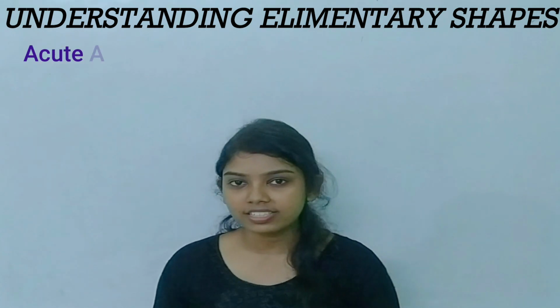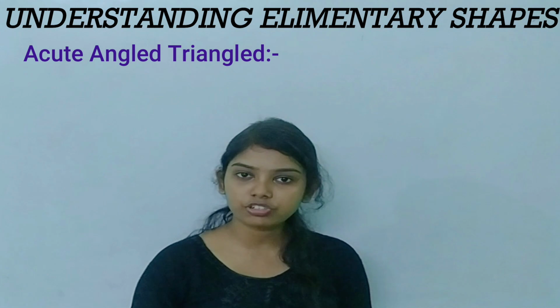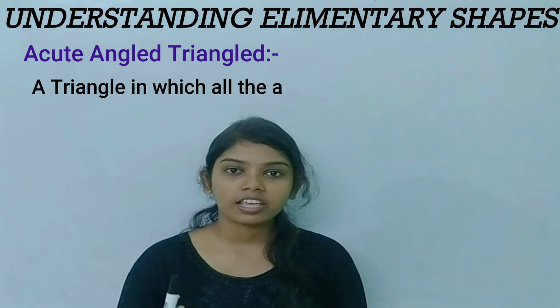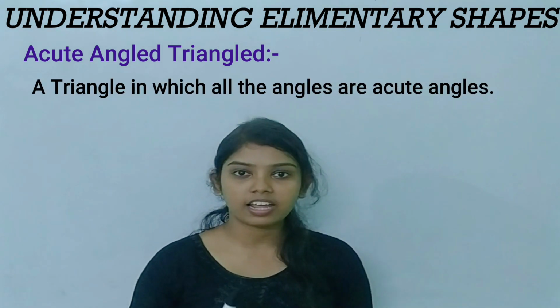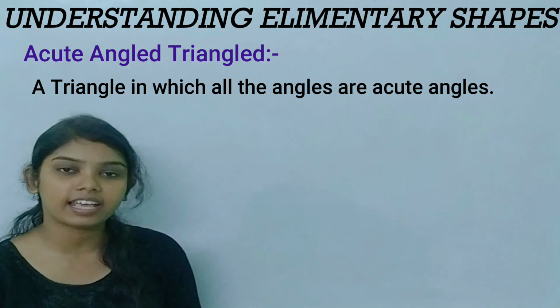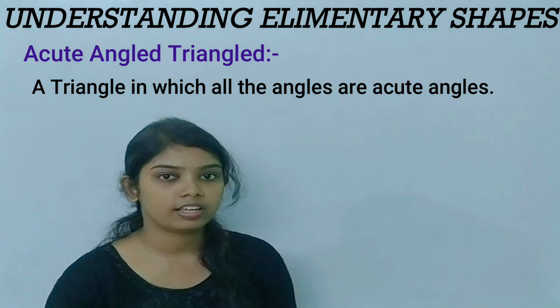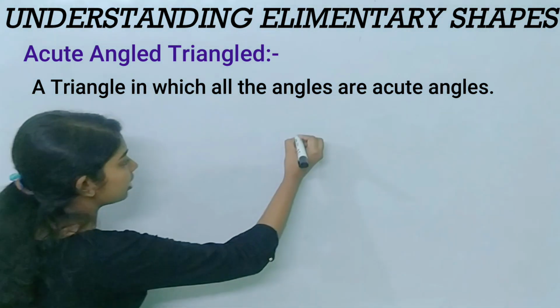The first one is the acute angle triangle. Okay. So what is an acute angle triangle? A triangle in which all the angles are acute angles, or a triangle in which all the angles are less than 90 degrees, becomes an acute angle triangle. Suppose here a triangle is given.